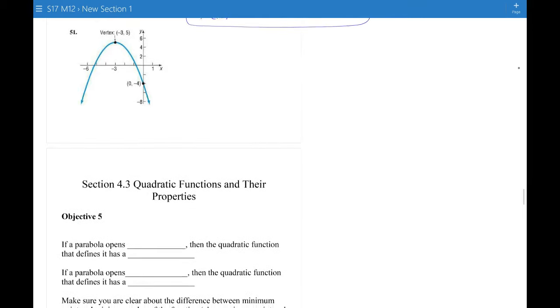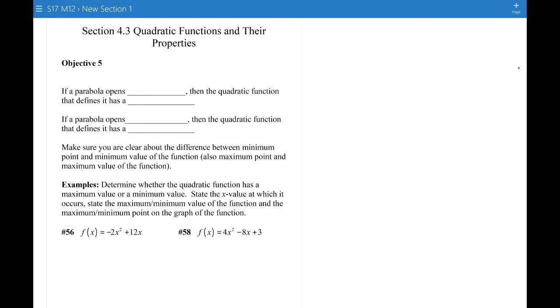Okay, and then we'll do this one together in class. Objective 5 is talking about the max and mins. Because parabolas describe lots and lots of real-life things, make sure you're clear on the difference between if a parabola opens upward, then the quadratic function that defines it has a minimum, whatever it's describing. If a parabola opens downward, then the quadratic function has a maximum.